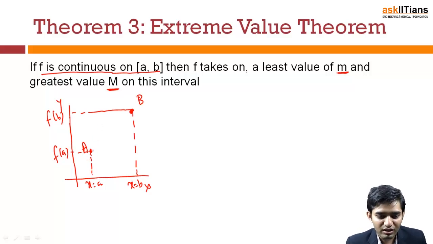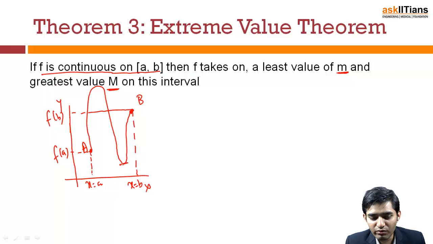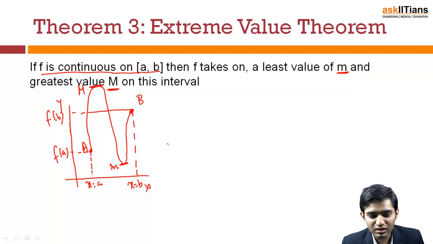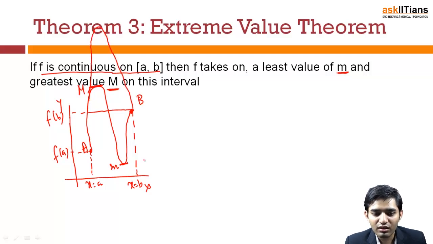So if I join this function like this, suppose I go up and then go down and then like this, in this case the minimum value will be here. Here I will get some minimum value which is small m, and in this case the maximum value I will get here. So there will be some minimum value and some maximum value. I cannot go up to infinity. What this theorem is trying to say is, no matter how high I go, I can go on and on, but at some point I will have to return, and as soon as I return, this will be my maximum value.